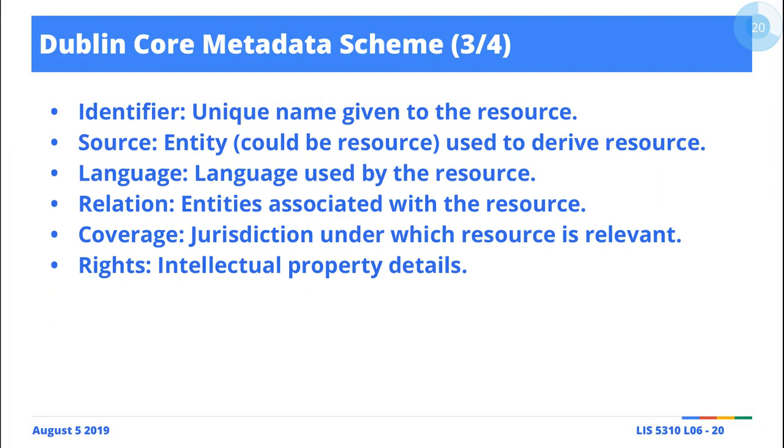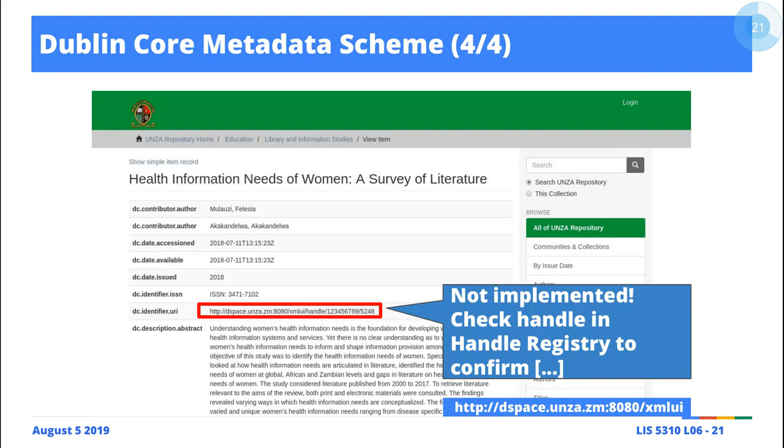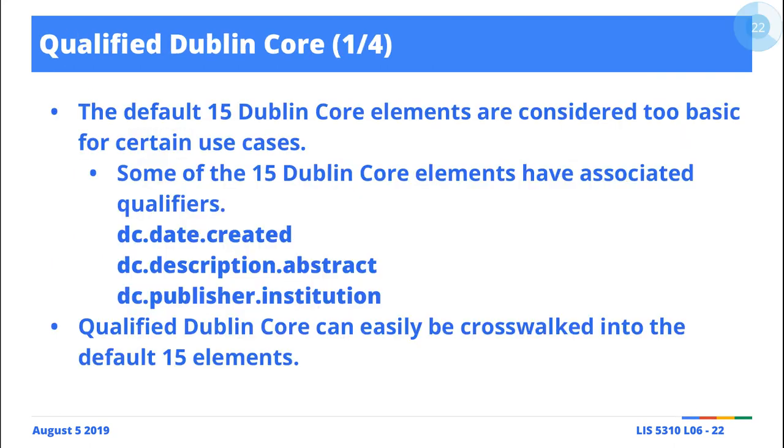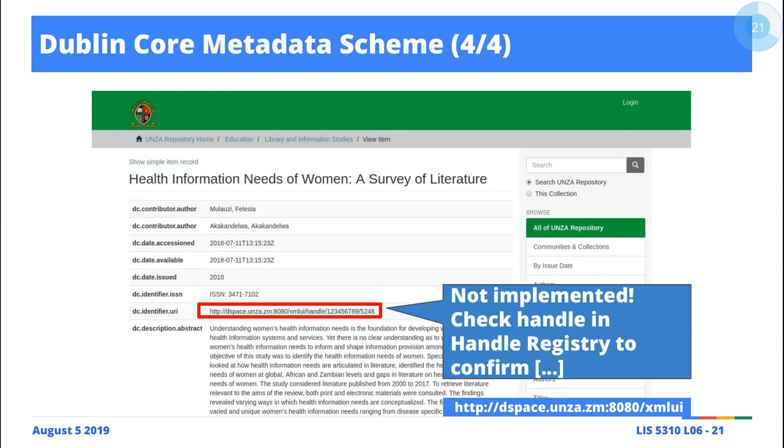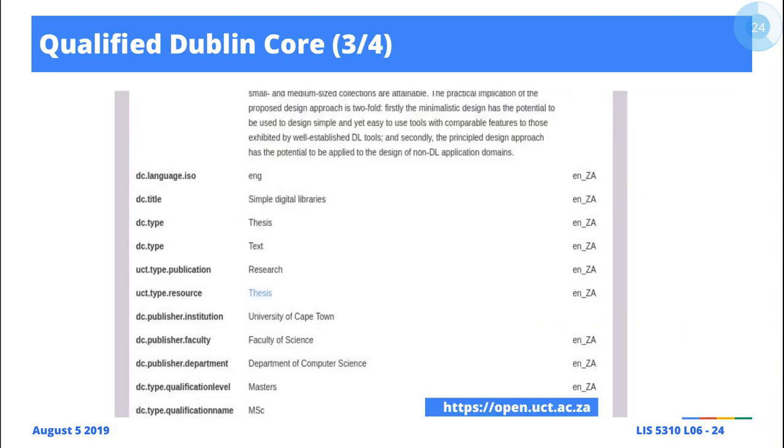So specifically what we focused on last time when we met was simple Dublin Core and also qualified Dublin Core. And we got a sense of how it's used. I think probably the most interesting and important thing that came out was that when you're using qualified Dublin Core, as an organization, you come up with conventions on how you're going to use it. And we saw this when we compared how qualified Dublin Core is implemented in the UNZA repository in comparison to the UCT repository.